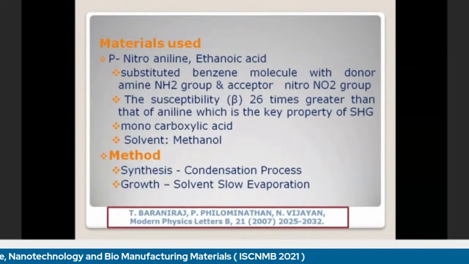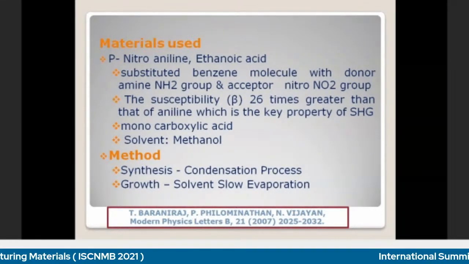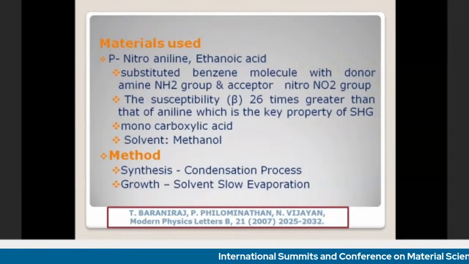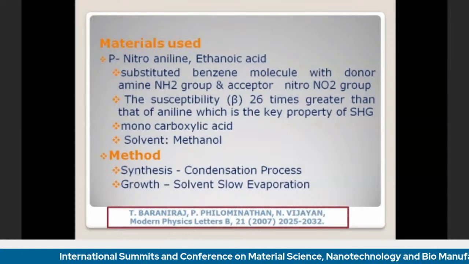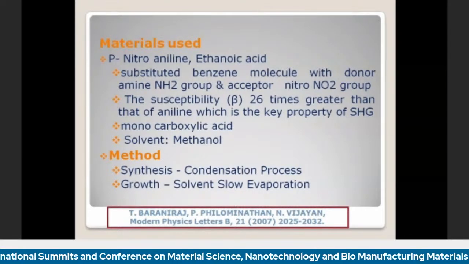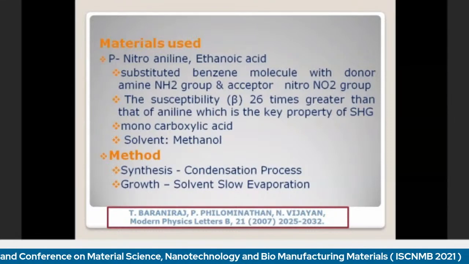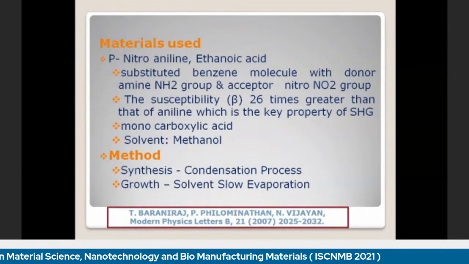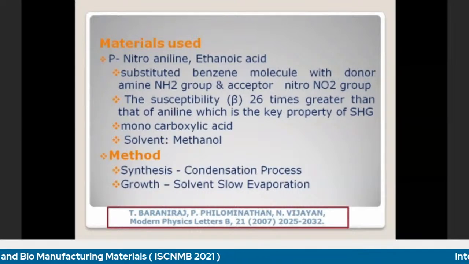In my work, I used paranitroaniline and ethanoic acid, because nitroaniline is a substituted benzene molecule with a donor amine group and an acceptor nitro group. Its susceptibility is 26 times greater than that of aniline, which is the key required property for second harmonic generation. And ethanoic acid is the monocarboxylic acid.